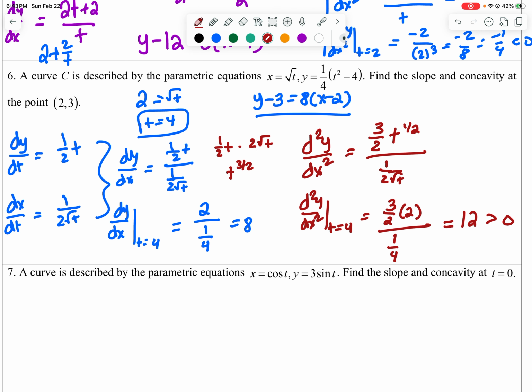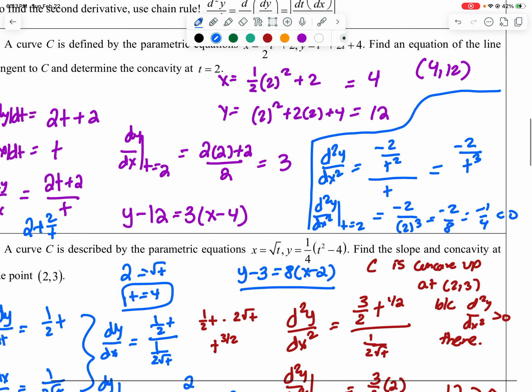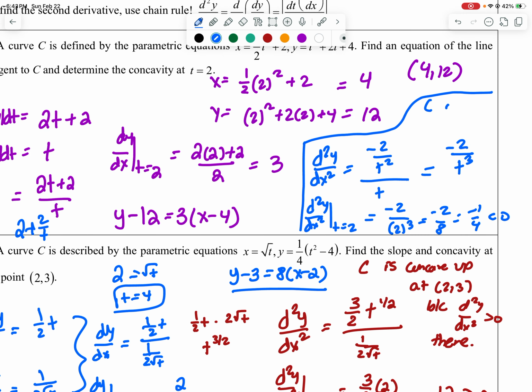So you probably want to write somewhere that C is concave up at 2, 3 because the second derivative is positive there. I didn't write that down for number 5, but you probably want to do the same thing. So you probably want to say that C is concave down at 4, 12 because the second derivative is less than 0 at that point.